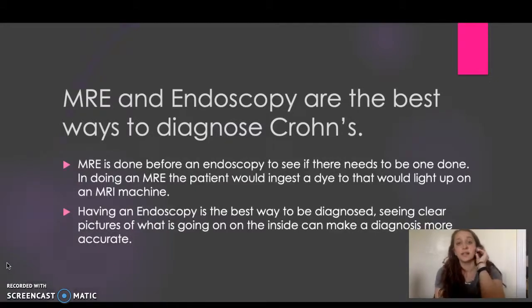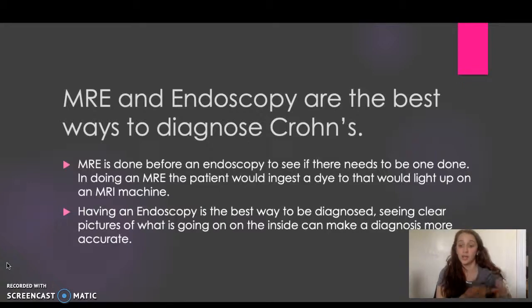An MRE and endoscopy are the best ways to diagnose Crohn's. So an MRE is done before any endoscopy to see if one needs to be done. In doing the MRE, the patient would ingest a dye, so they would drink like a radioactive dye, and that would light up on the MRI machine. So it would see everything from the mouth to the esophagus, all the way down through the stomach into the intestines, and obviously out.